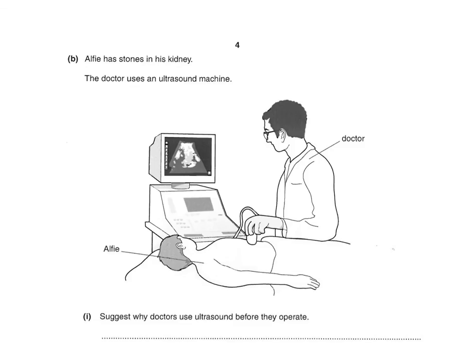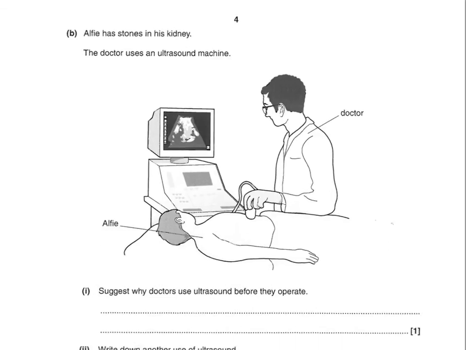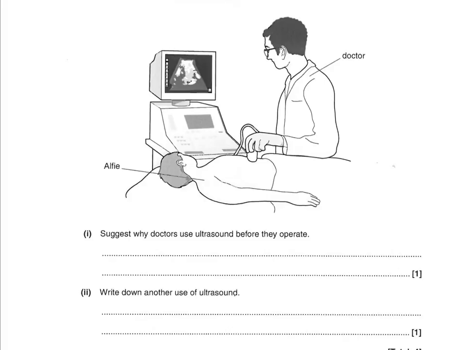Alfie has stones in his kidney. The doctor used an ultrasound machine. Suggest why doctors use ultrasound before they operate. So this is just to find the position of the problem, or to find out where the stones are. That sort of idea will get you that mark.